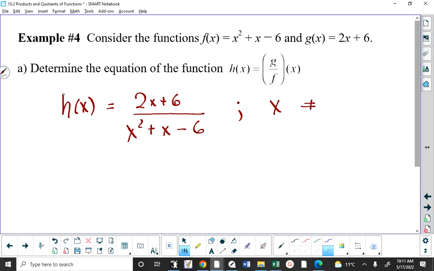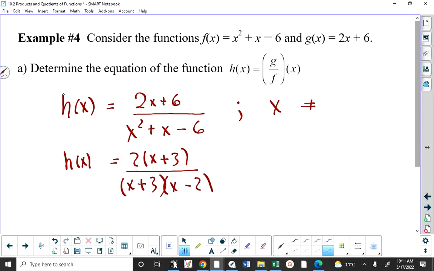And how do you do that? Well, you factor everything. And the bottom factors into x plus 3, x minus 2. And that means that x is not equal to negative 3 or positive 2. I don't know if you really need to write that when you write down what the function is, but on an exam you might see it.